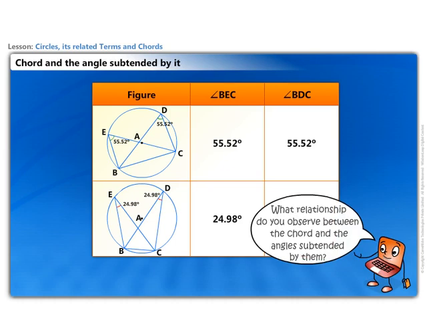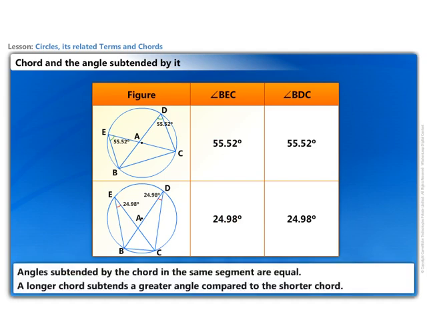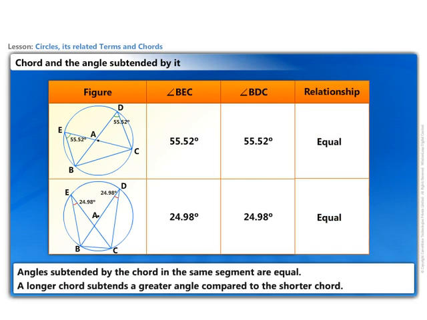What relationship do you observe between the chord and the angle subtended by them? From the table, we observe that the chord BC subtends angles 55.52 degrees and 24.98 degrees depending on the length of the chord. So, we can conclude that angles subtended by the chord in the same segment are equal. A longer chord subtends a greater angle compared to the shorter one.